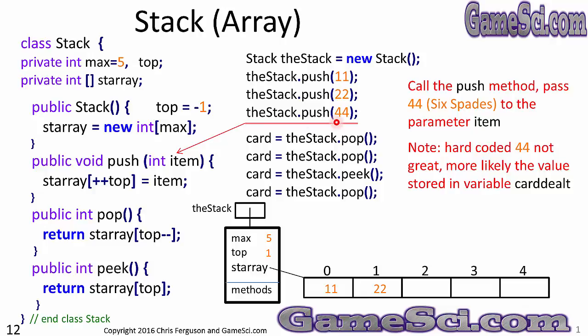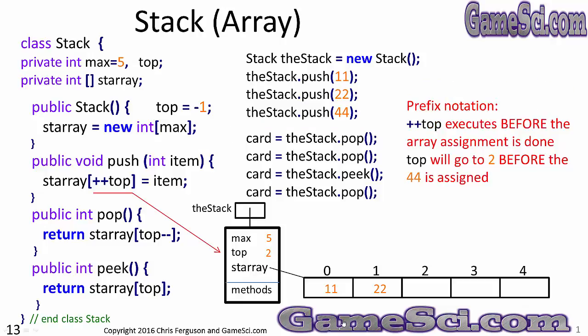So let's call the push method, and this time pass it 44. Let's say 44 represents the 6 of spades. To the parameter item, item will get the value 44. Again, hard-coded 44 is not a great idea. Usually it's a variable that contains the last card dealt to the user. Jumping into the push code once again, prefix notation. Plus plus top executes before the array assignment is done. Top will go to 2. Notice how top has changed to 2 before the 44 is assigned.